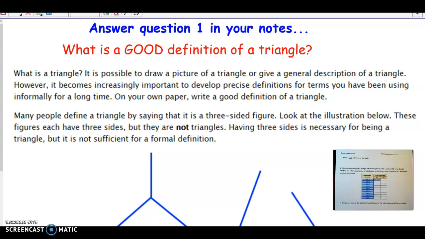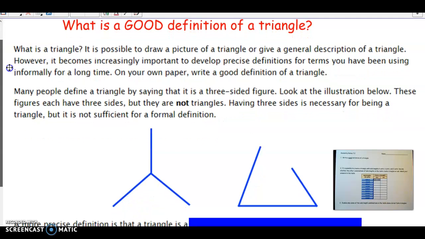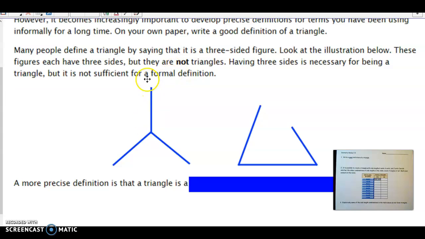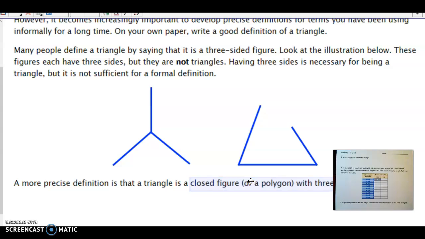So if I was to ask someone what a good definition of a triangle is, a lot of times students will say it's a three-sided figure. Well, that is a definition of a triangle, but it's not the most precise one. If you look at these two figures here, they have three sides, but they are definitely not triangles. So a more precise definition, one that we need to make sure that we understand, is that a triangle has to be a closed figure that has three sides.